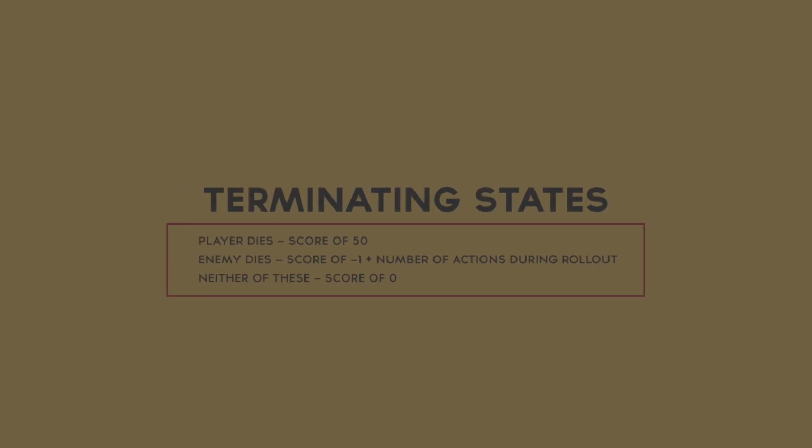A simple way of calculating this as a score is to convert how many actions took place in the rollout phase. So we have new terminating states that are the following. The player dies, which produces a score of 50. The enemy dies, which produces a score of -1 plus how many actions took place. And neither of these produces a score of 0.